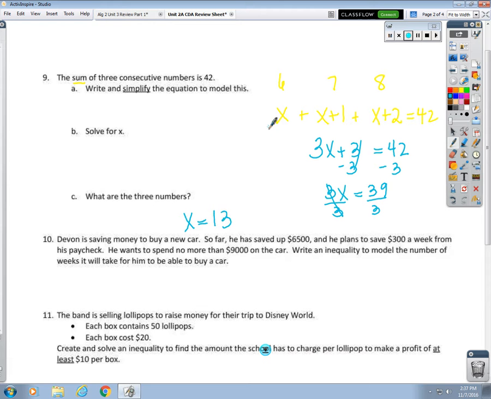Okay, but remember, x, if that's 13, then 13 plus 1 would be 14, and 13 plus 2 would be 15. Do those three numbers add up to 42? Yes, so those are your three numbers. Remember, if you get to a question like this on the test and it says like 3 consecutive even numbers or 3 consecutive odd numbers, aren't you going to have to do like x, x plus 2, and x plus 4? That way you're skipping every other number.